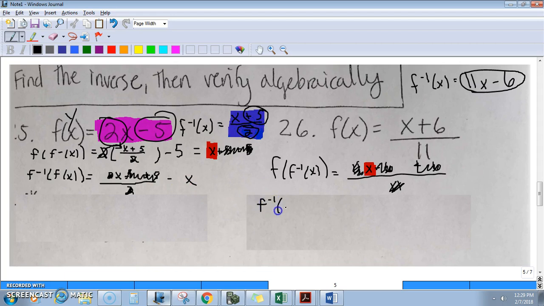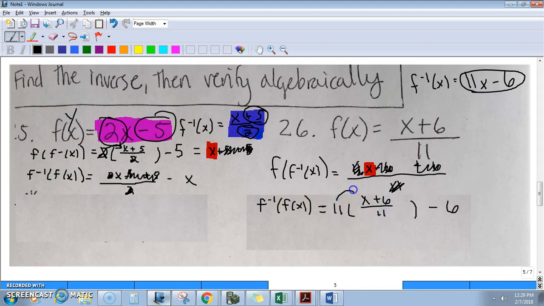So we need to do the inverse of f of x. And that's going to be equal to, now I write down the inverse, which is 11x, but instead of x, I leave a whole empty spot, minus 6. And then on the inside, I put the original equation, which is x plus 6 over 11.